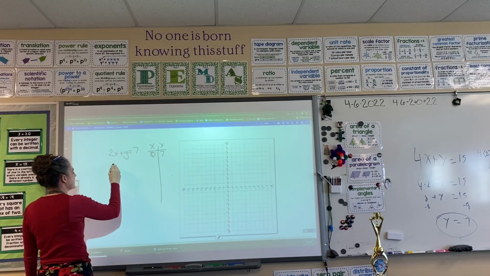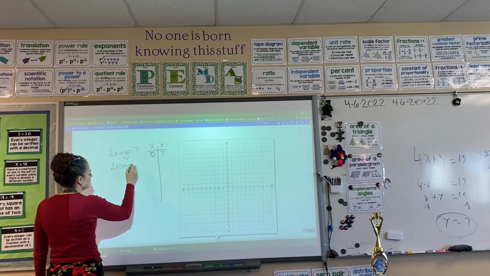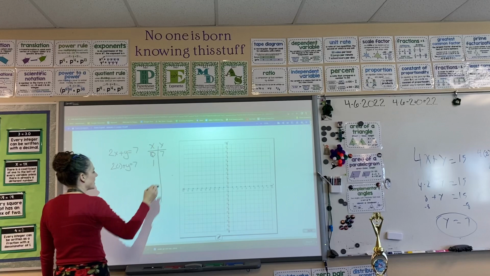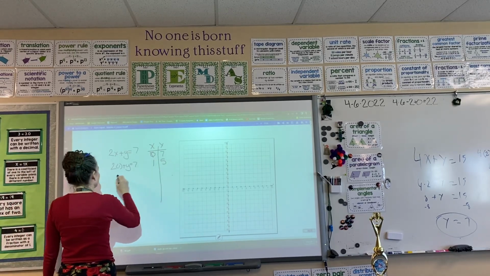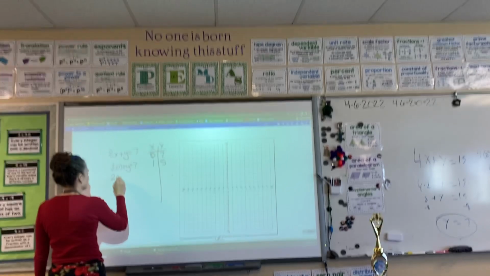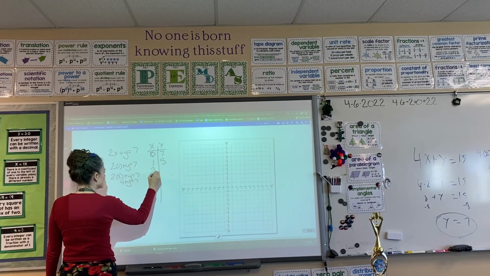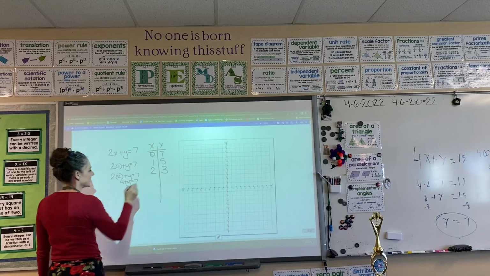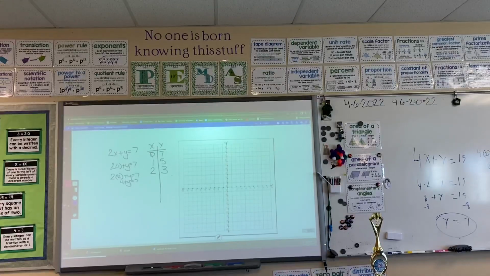When x is 1, we have 2 times 1 plus y equals 7. So when x is 1, y is what? 5. When x is 2, we have 2 times 2 plus y equals 7, so now we have 4 plus y equals 7. So when x is 2, y is 3. And I think I have about enough points to graph this.